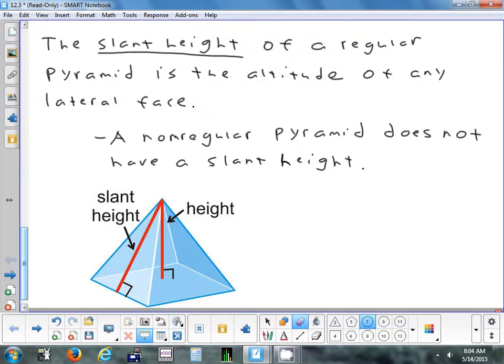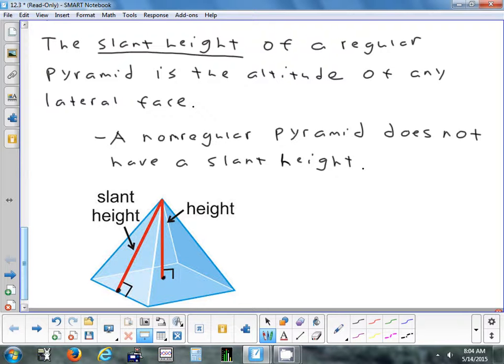So there's a regular pyramid, square base. Height goes right down in the middle. Slant height goes up the side. What would happen if you connected right there to right there? Think three-dimensionally. What kind of shape would you have?